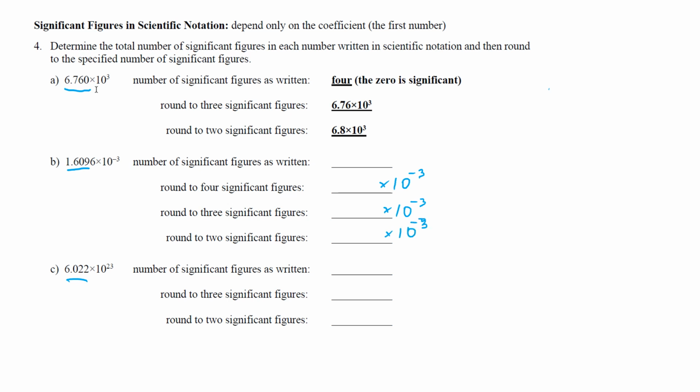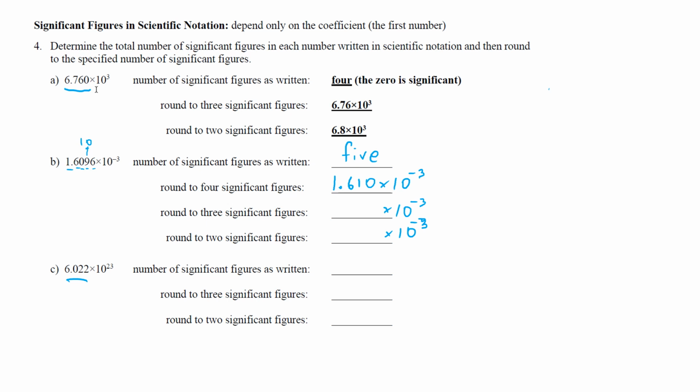All right, so let's look at this. In B, I have 1.6096 times 10 to the -3. Significant, significant. This is a captive 0. Significant, significant. So it has 5. So to go to 4, I'm going to keep the 1, keep the 6, keep the 0, keep the 9. Round it based on this 6, so it rounds up. If I round up this 9, it becomes a 1, 0. So 1.610 times 10 to the -3.